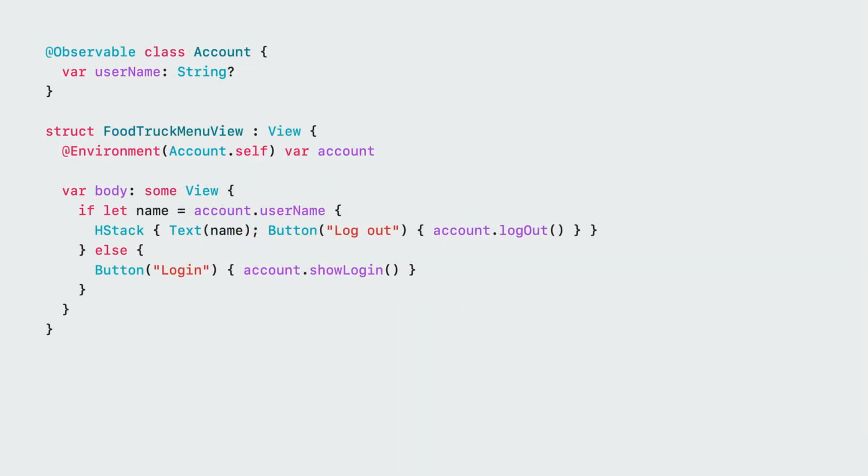Next up, @environment. Environment lets values be propagated as globally accessible values. This lets things be shared in many places. Observable types work fantastically here, since the updates created by them are based upon access. When invoking the body of the food truck menu view, the property username of the account object is accessed. So when the username changes, the menu view updates.